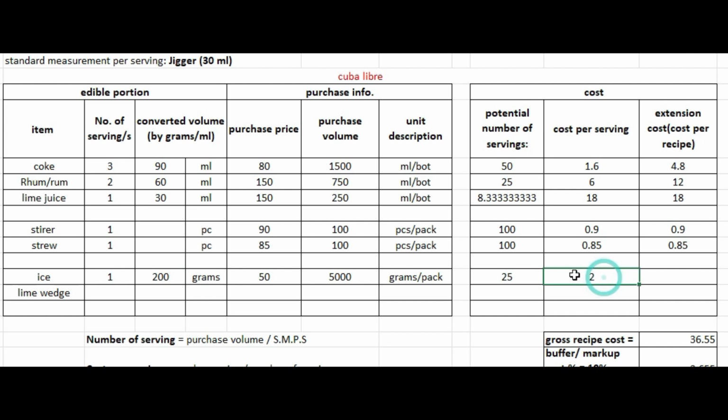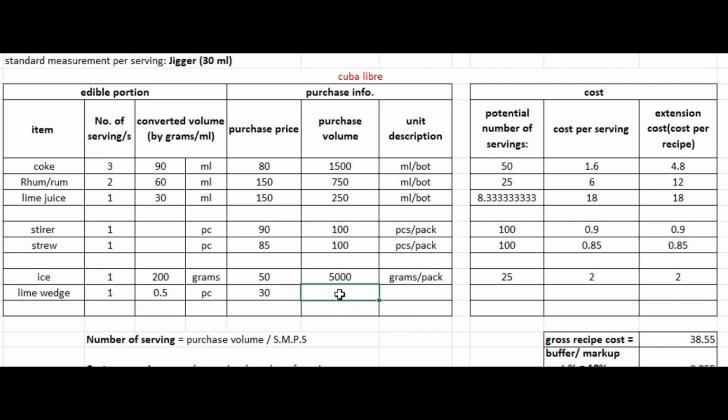So therefore, for our cost per serving, the same process. For every 200 grams of ice, the cost will be only 2 pesos. Then for our extension cost, in this case, we are just using 1 serving of ice with 250 grams. So therefore, we only need 2 pesos for our ice. So next we have our fresh lime wedge.